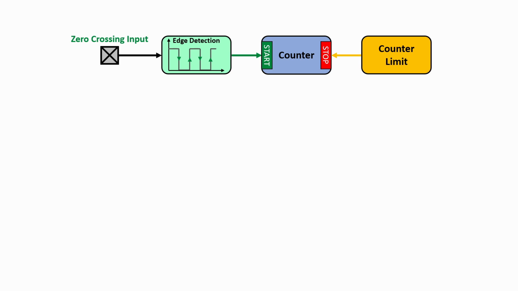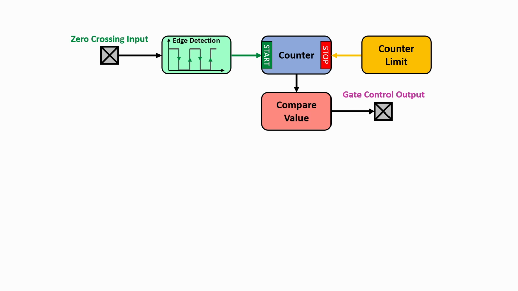Let's also define a compare value. During counting, the counter value will be continuously compared to this value. As soon as the counter value reaches the compare value, a microcontroller output will be switched on. This pin will become our gate control output.